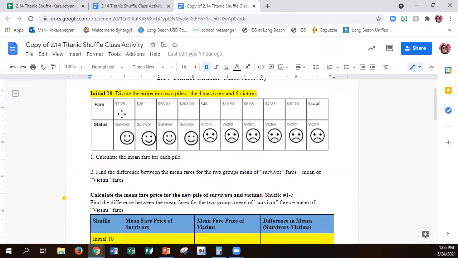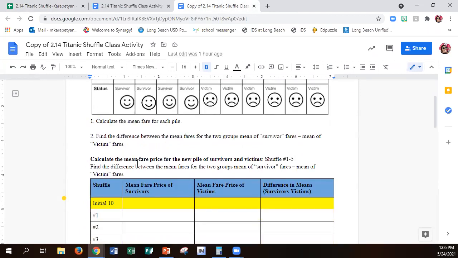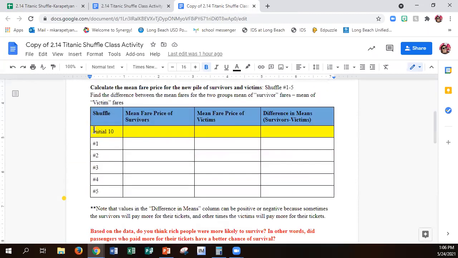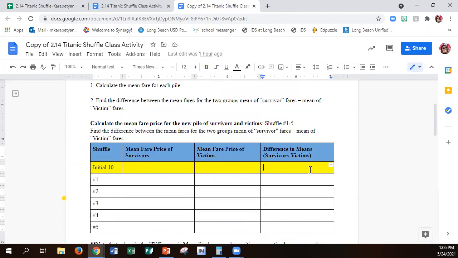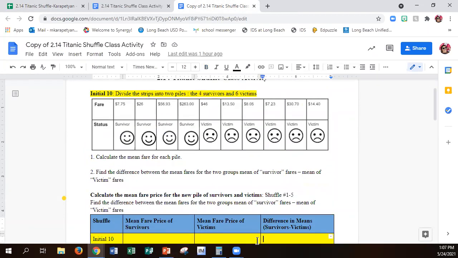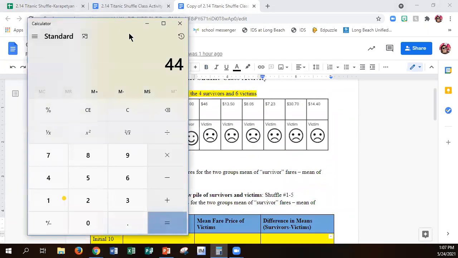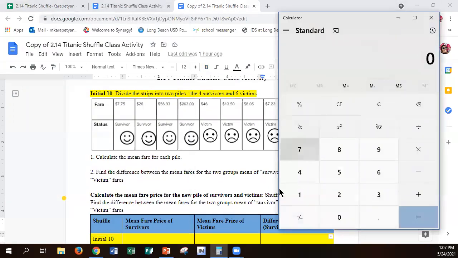So we're going to calculate the mean for each of these survivors. And we're going to put this information right here in the initial 10. So for the 10 survivors, this is real data from Titanic, and the victims, right? So pull up my calculator here, okay? And we're going to calculate the mean for our survivors first.